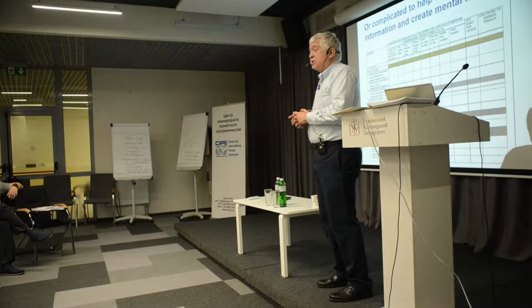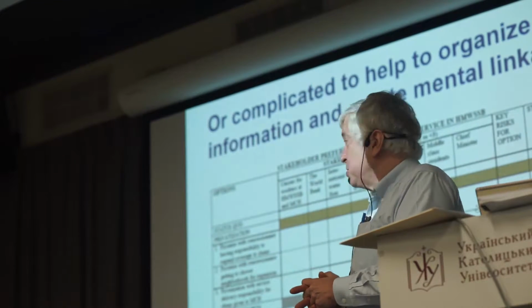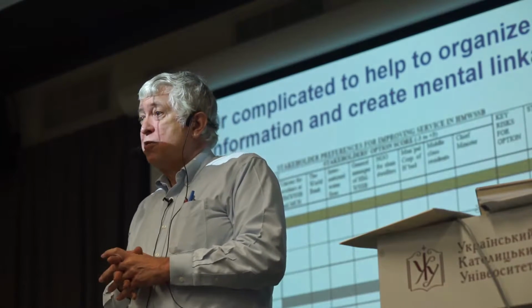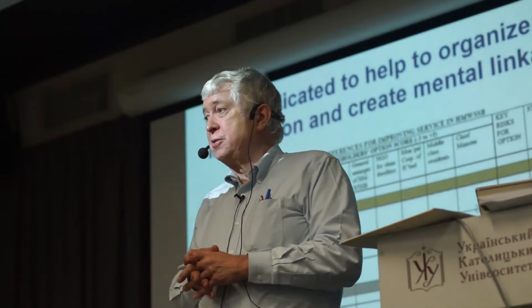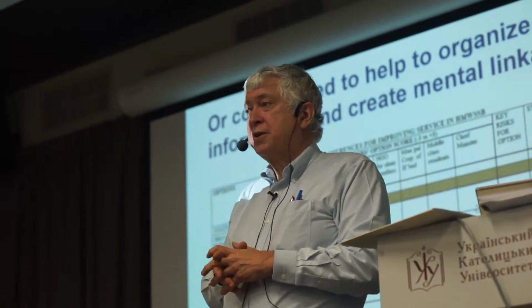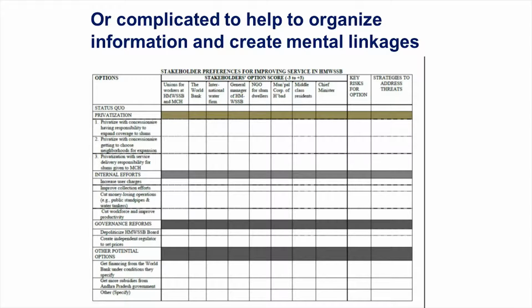So in this case, this is what's called a stakeholder preference matrix, and what I do is have students break up into groups and represent different stakeholders. And in the case, there are a number of different options that are presented for the water board, different policy options that they could use. I have each group represent a particular stakeholder. Stakeholders are arrayed across here.